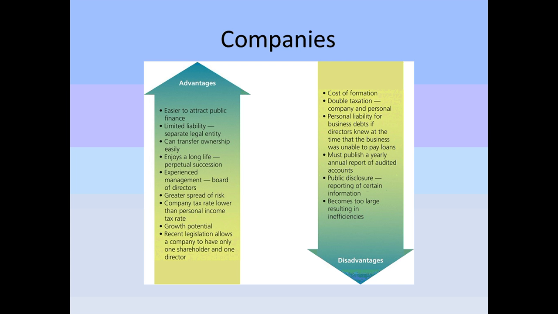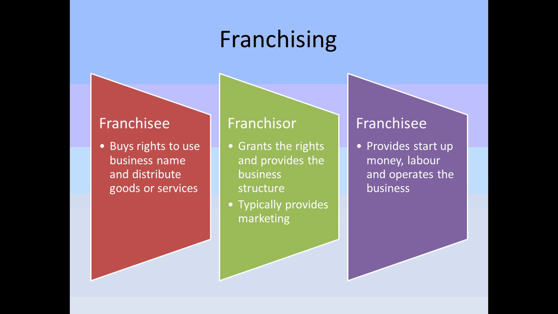You have public disclosure obligations. You must report certain information each year to the Australian Securities and Investment Commission or to the stock exchange if you're listed on the stock exchange. Also, you run the risk of becoming too large and too difficult to manage, resulting in inefficiencies in running the company itself. But we'll look at that later on in the course.